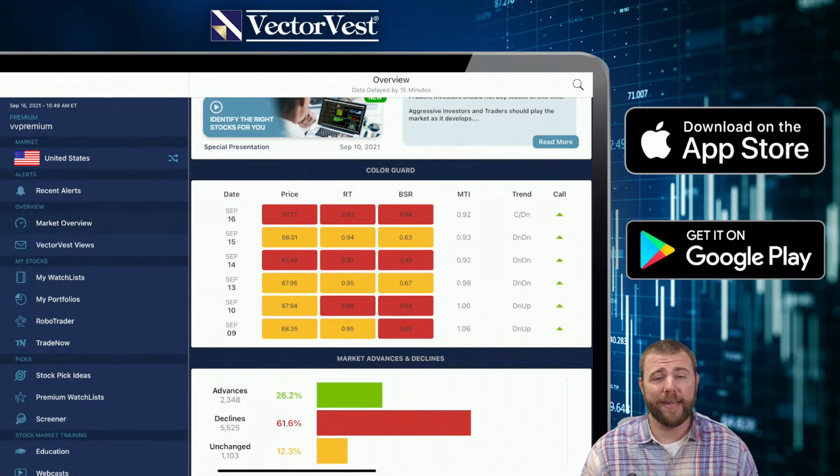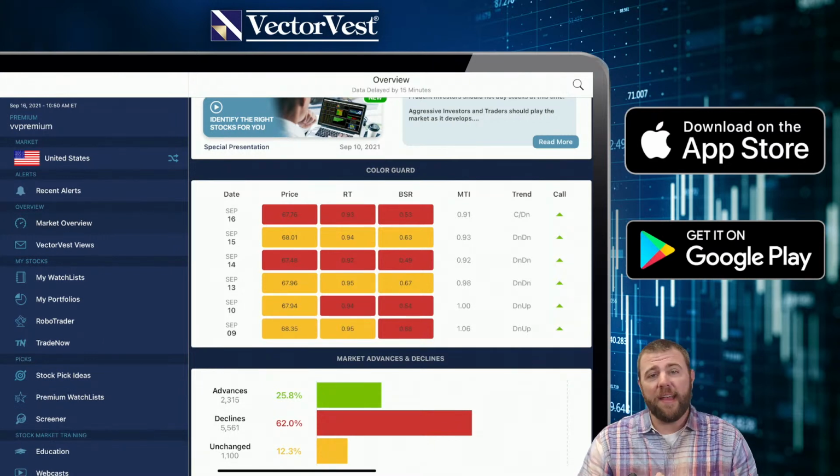And then these 3 indicators are combined to come up with the MTI, or the market timing indicator. Now, the MTI is cast on a scale of 0 to 2, and it's looking at the underlying trend of the market. So above 1, the underlying trend is up. Below 1, the underlying trend is down. At 0.91, we can see the underlying trend of the market is now down.